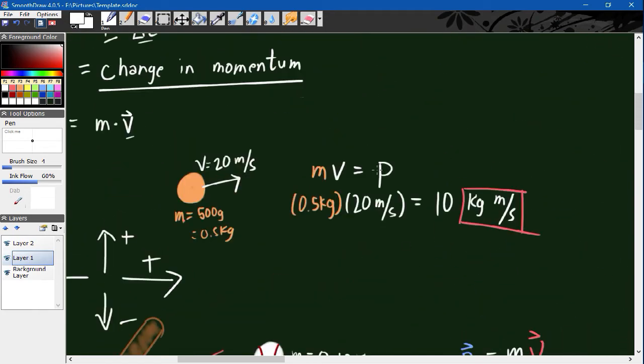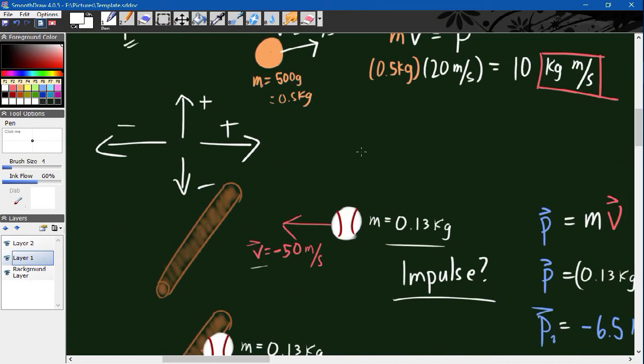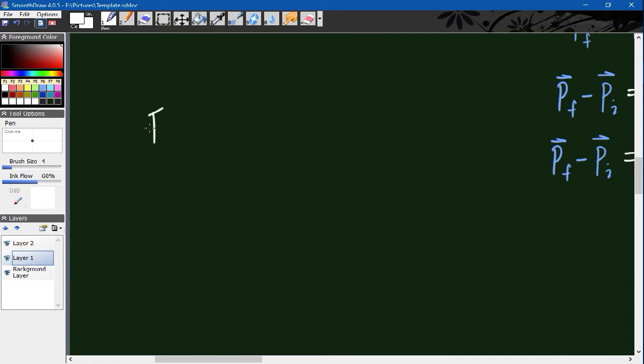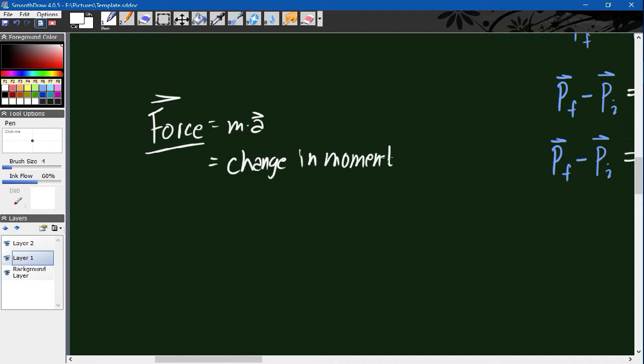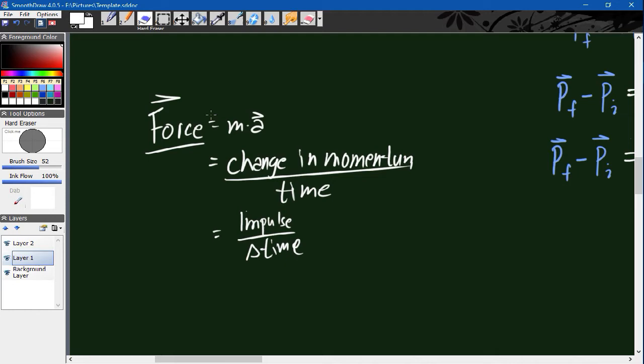Also, here's a fun fact. Did you know that force, as in force like mass times acceleration, is actually the change in momentum over time? So you may encounter force as, you could think of force as impulse over a period of time. Just a little fun fact there.